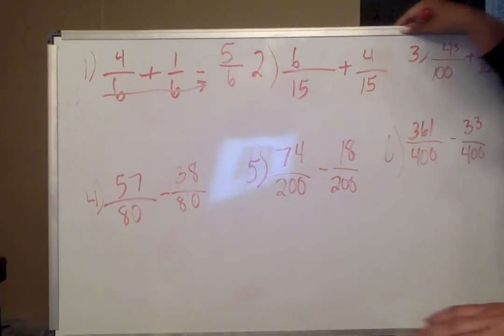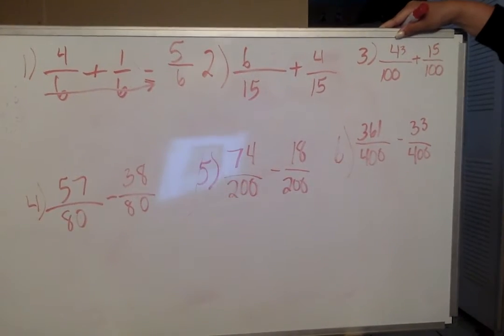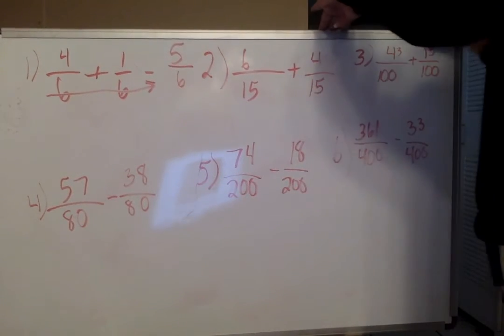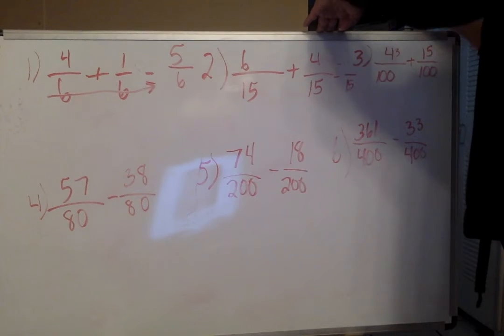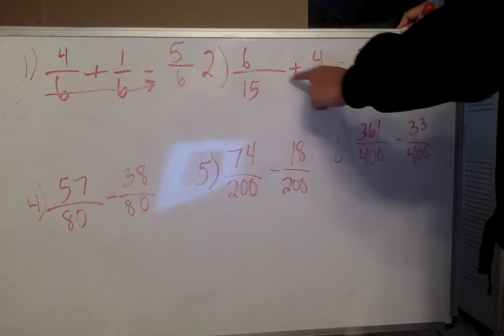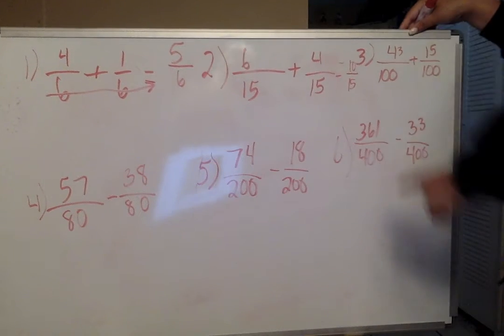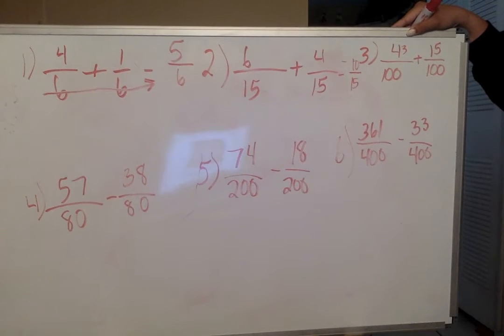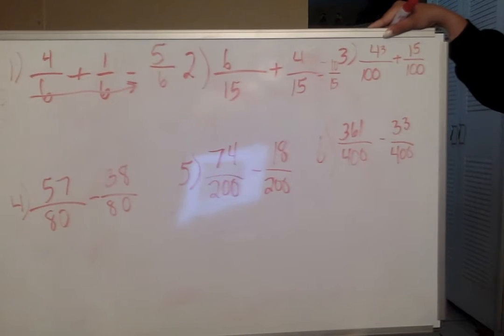Okay, number 2, I see the glare from my light here. I'm very sorry. So number 2, again, we have the same denominator, so we're just going to move it over. And now we just have to do 6 plus 4. So for number 2, we should have 10/15. I know it's pretty small, I'm squeezing it all in here.